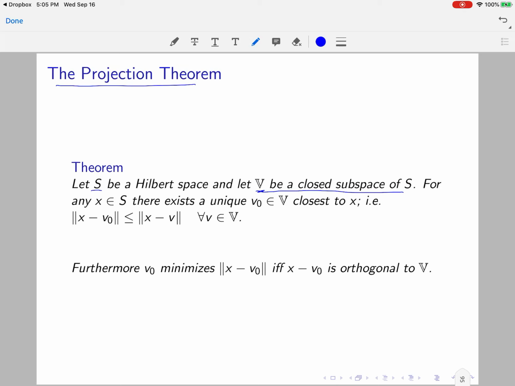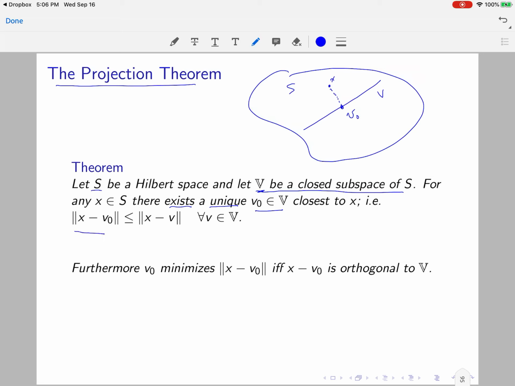So you can think of your Hilbert space S, and then you've got this closed subspace V. Now if there's some x out here in S, then there is a unique v naught inside of V that is the closest element to x.